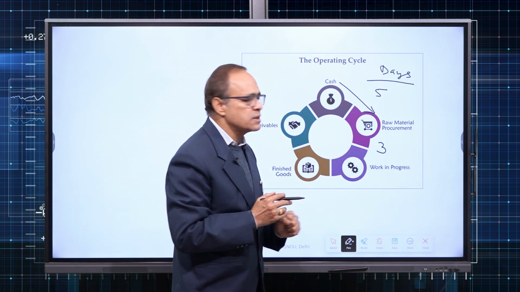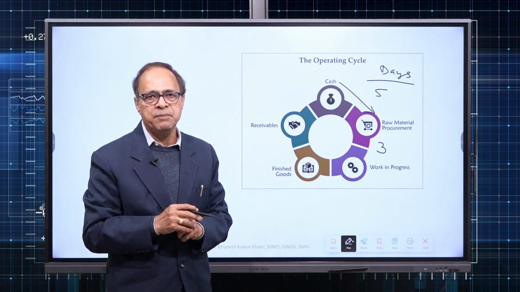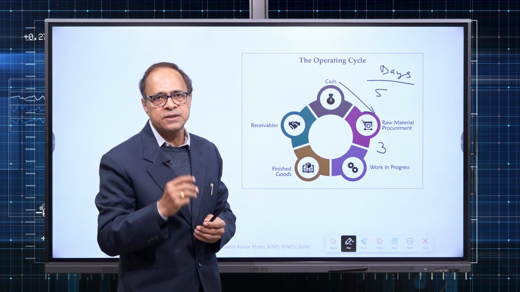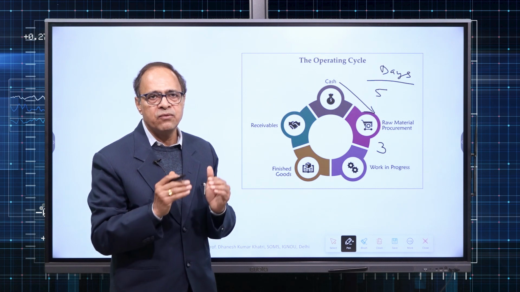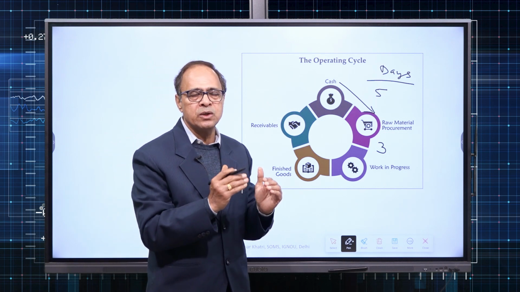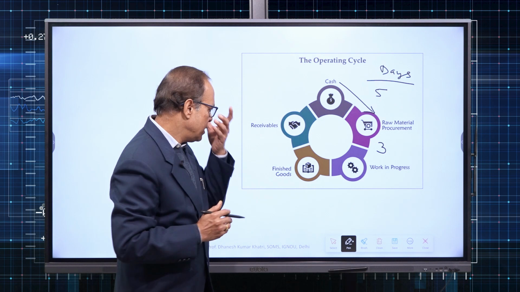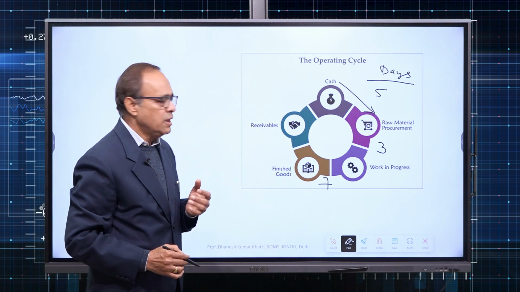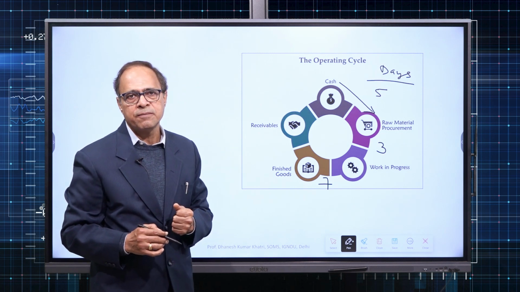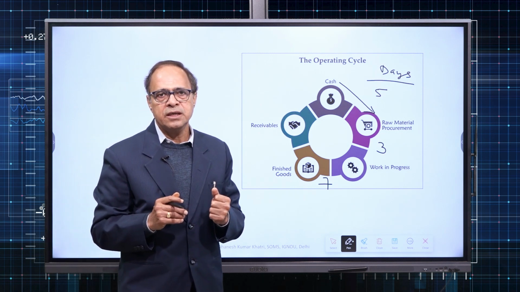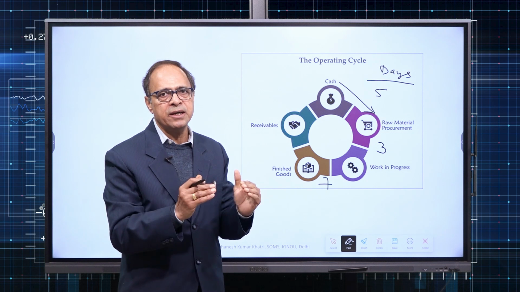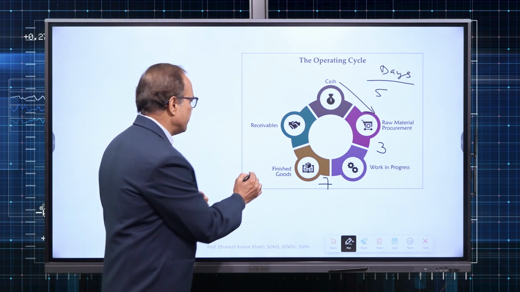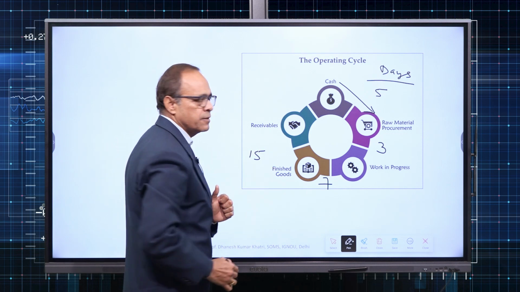Then 3 days is the work in process days. That means to convert that raw material into semi-finished goods, it takes 3 days. So, on an average, my inventory of WIP is equal to 3 days requirement. Then further it might be 7 days. Then we have the finished goods holding period. That simply means equal to how many days of requirement I keep the stock of finished goods in my warehouse. Let us say it is 15 days finished goods holding period.